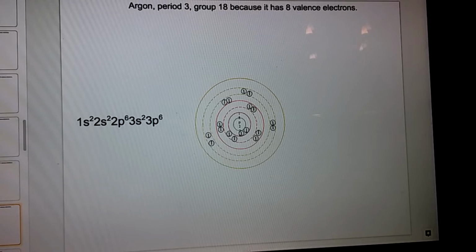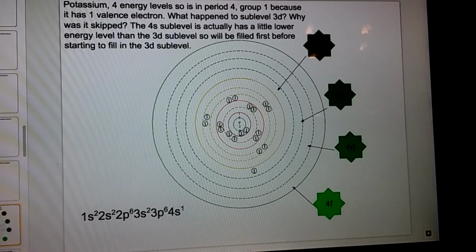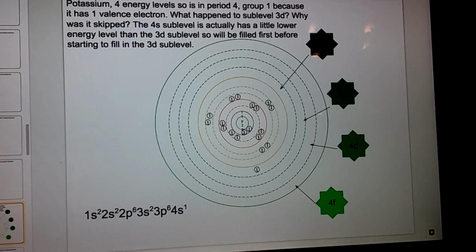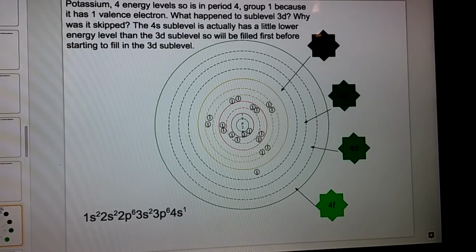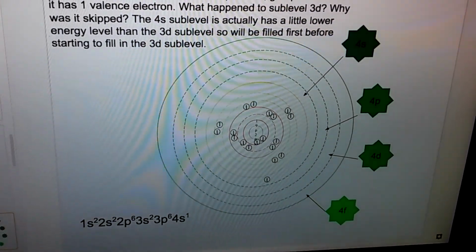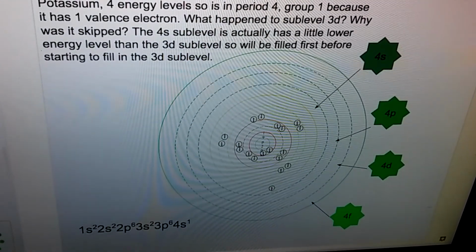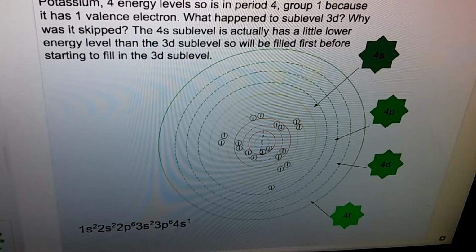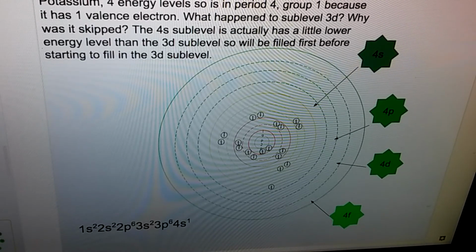Another noble gas. We're going to go to period 4, to potassium, and this is difficult. It's not showing up because of the angle. So we have our 4s, 4p, 4d, and 4f sublevels.